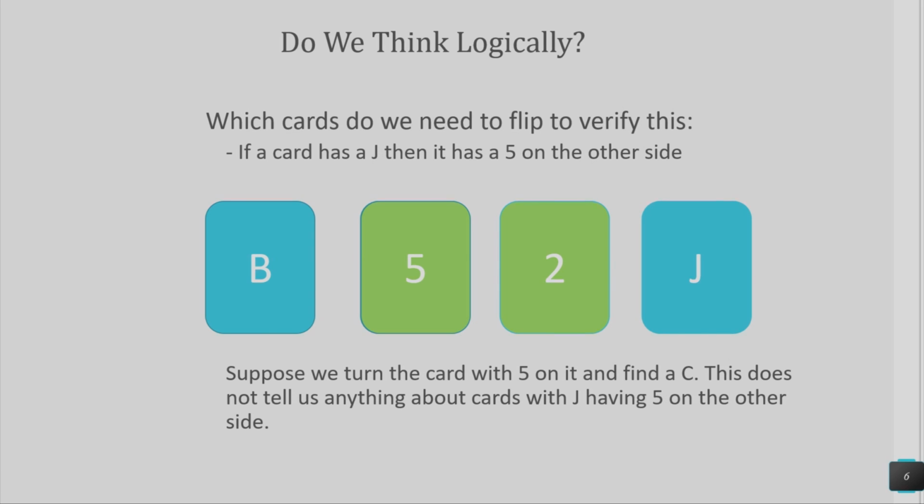So what happens if you turn the card on which you see a 5? Sounds reasonable because you're talking about cards with a 5 and a J. Suppose you turn it over and you see a C. Well, does it really tell you anything about cards with J having 5 on the other side? Not really, because if it were a J, you'd be happy, and if it is not a J, you're still happy. So turning the card cannot really change your opinion whether every card with a J has a 5.